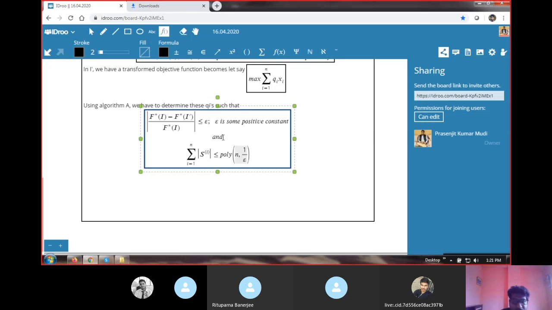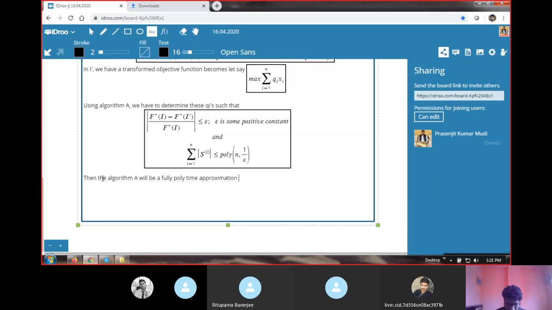So if this second condition is possible, then the algorithm A is a fully polynomial time approximation scheme.